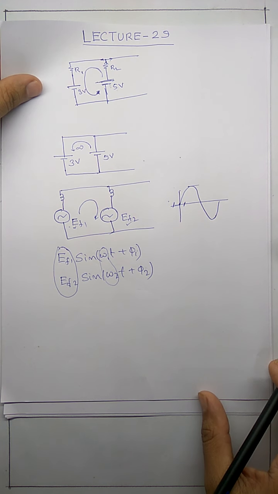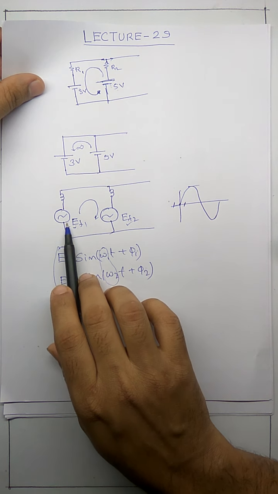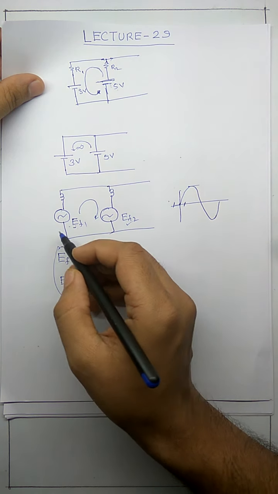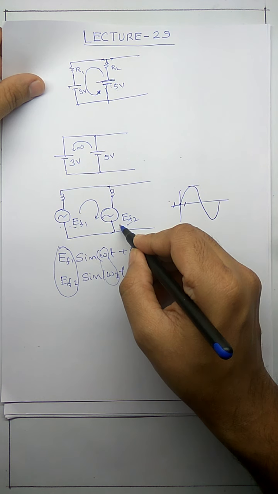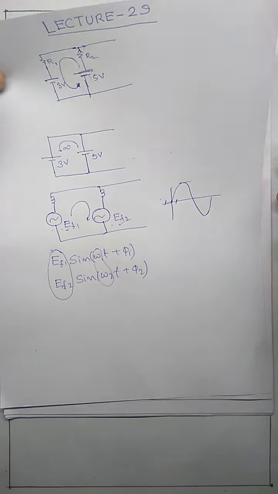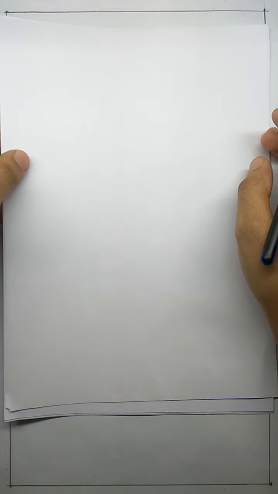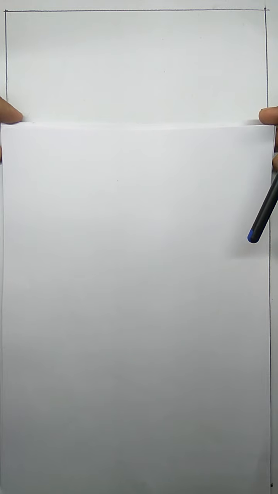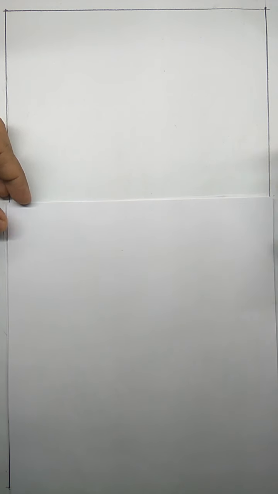An infinite bus can be considered as a second synchronous generator. Here we are showing two AC sources. This is my synchronous generator and this can be considered as an infinite bus. What is an infinite bus? Infinite bus means there are many generators connected in parallel, and as a result the voltage and the frequency of that source is constant irrespective of variation in the load.